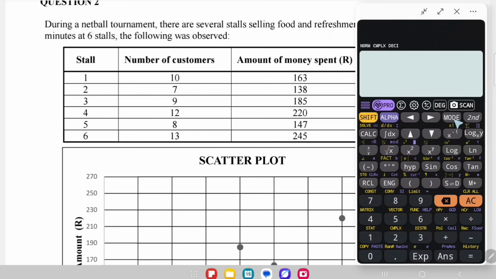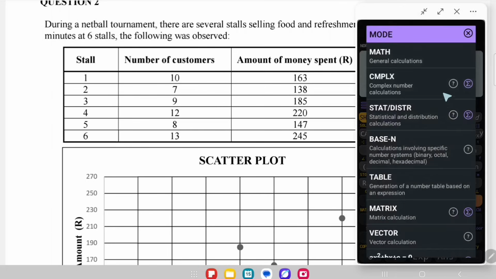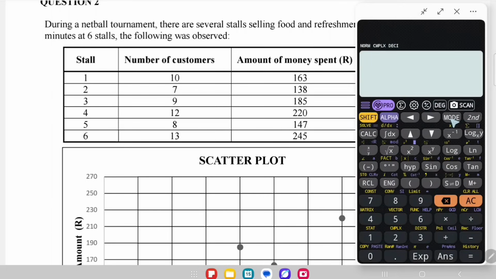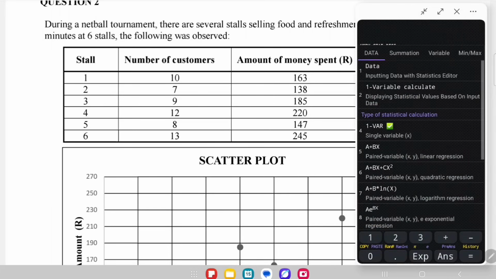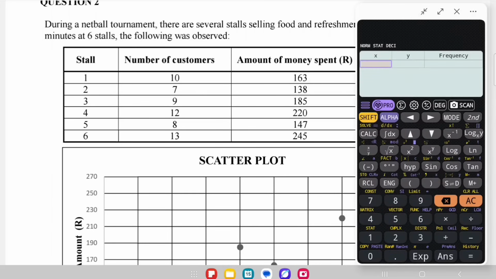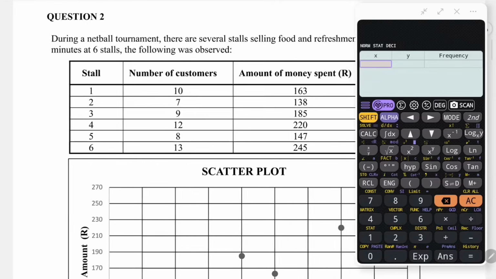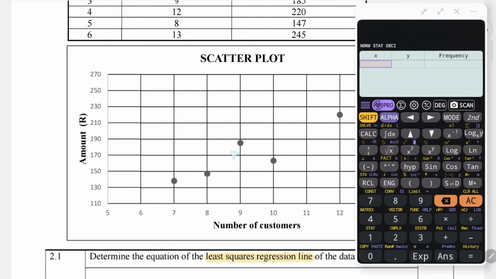Okay, so we're just going to go from, you can put your calculator back on comp, and then from there go to stat. Then instead of going for 1 VAR, we're going to go for the option that says A plus BX. So that will be the 2 variable data set that we have. And they've already put this down in the scatter plot, so you can see that the X values are the number of customers and the Y values are the amount spent.